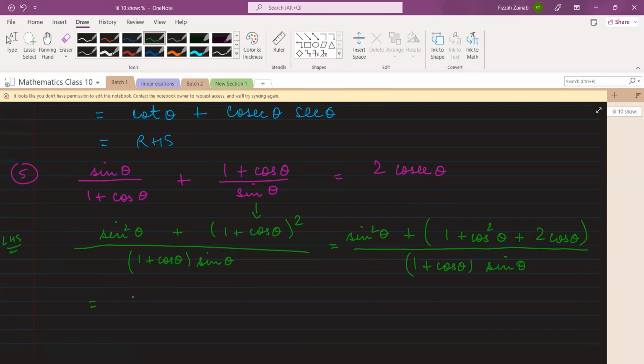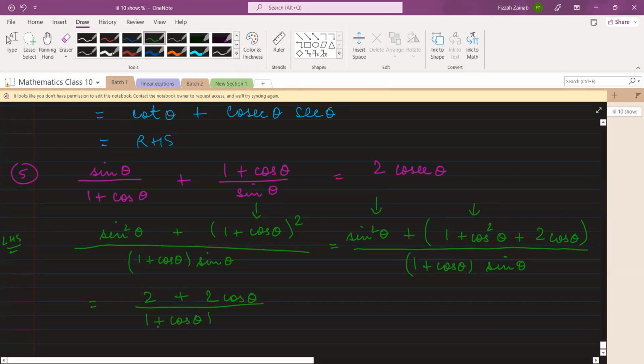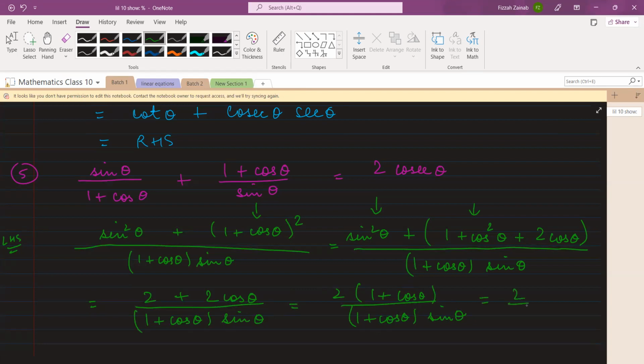Okay, so now this is simple addition. So you can open the bracket. And then you can combine this sine square theta plus cos square theta, right? So you get one. Okay. There is another one. So you get 2 plus 2 cos theta divided by 1 plus cos theta into sine theta. Now, if you take 2 common, you have 1 plus cos theta divided by 1 plus cos theta into sine theta. So this whole bracket cancels out and you have 2 upon sine theta, which is 2 cosec theta. That's it. Was it that difficult?